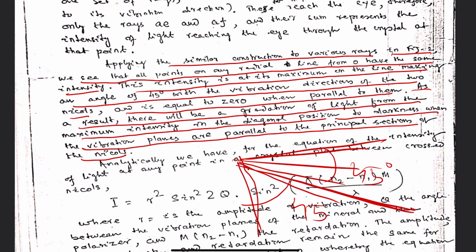So intensity is at maximum on the line making an angle of 45 degrees with the vibration direction of the two nicols. This is the analyzer, this is the polarizer. This fact has been described here. So intensity gradually becomes less and less, finally 0 here, 0 here.